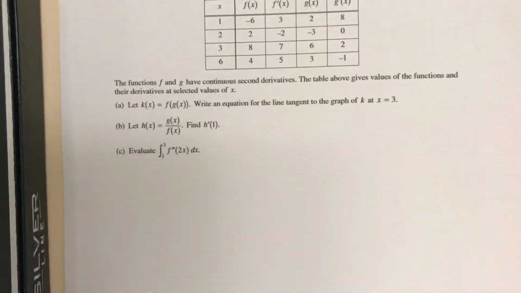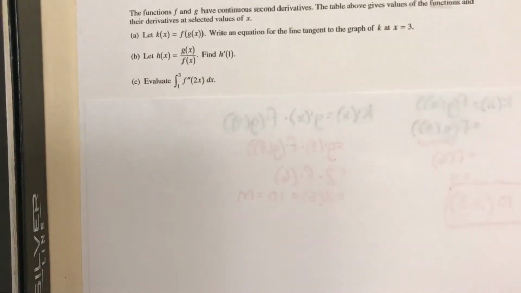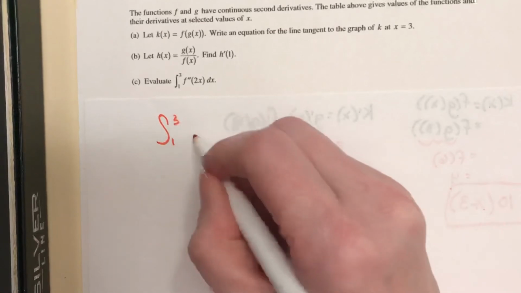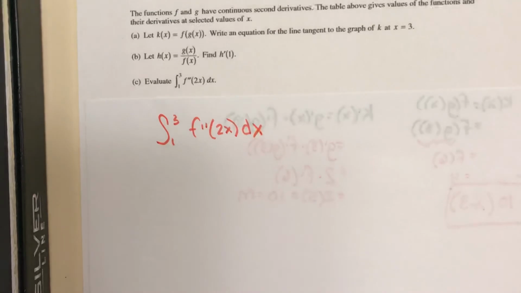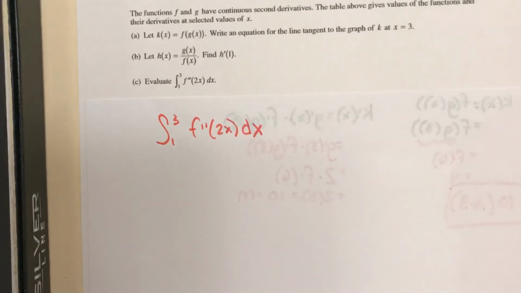Okay, last part is part C. Part C, we have an integral. It says evaluate the integral from 1 to 3 of f double prime of 2x dx. Okay, so I'm going to write this down. In order to take the integral of f double prime, it's just going to be f prime. The problem is this isn't just an f of x. It has an inside part.